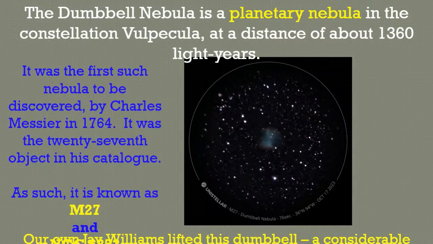In 1764, we had the Dumbbell Nebula, and this was done by J. Williams, one of our Stargazers. And Jay has a nice telescope. He took this for 76 seconds to gather enough light to give us that nice, I like to think of it as an hourglass.